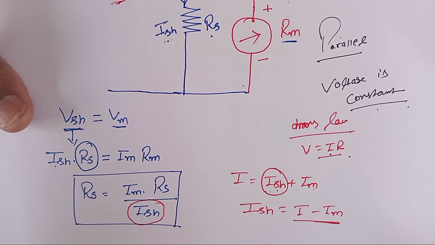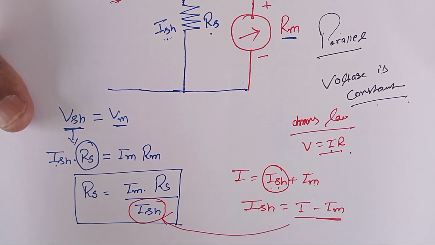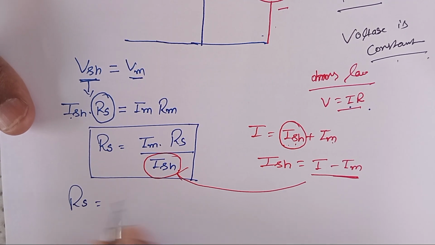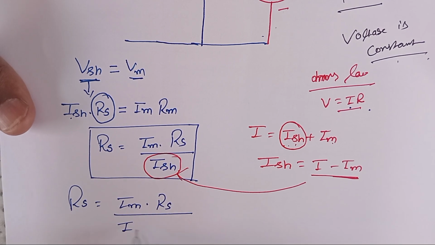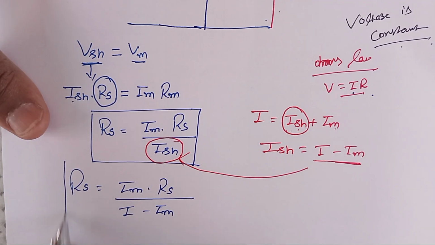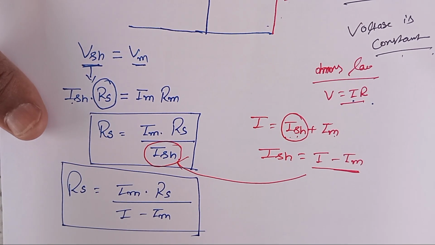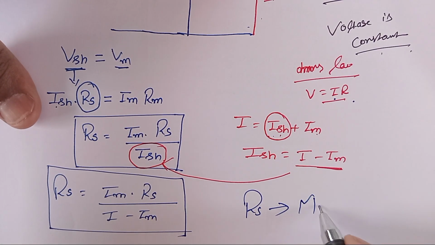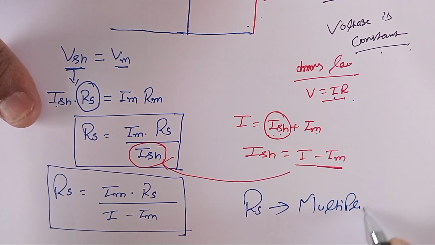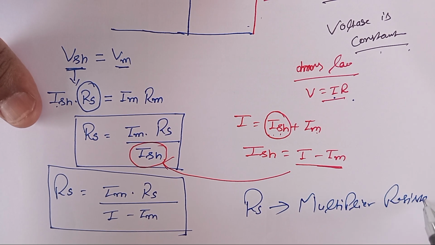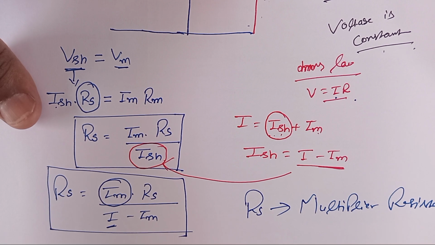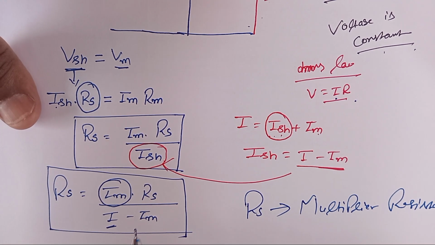So I am substituting this value here. Finally I am getting Rs equal to Im into Rm divided by I minus Im. It is the value of the multiplier resistance. This Rs is called the multiplier resistance, and Im is the meter current, I is the total applied input current.